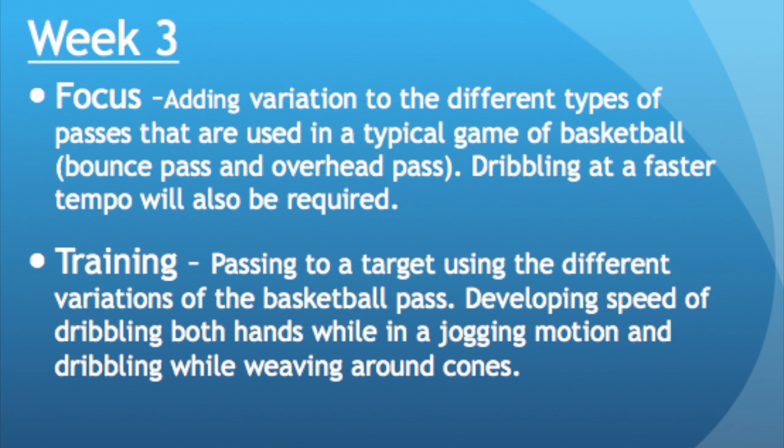In terms of the training, the learner will be asked to pass to a target using the different variations of the basketball pass. He will be developing speed of dribbling with both hands while in a jogging motion and dribbling whilst weaving around cones. During week 3, the learner should be at the associative stage of learning, where the learner is able to modify and/or adopt the movement pattern required during the intermediate stage.